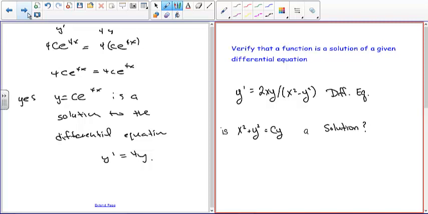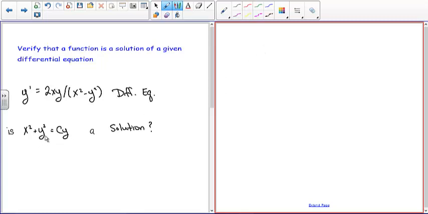So the way you would do that is you would take this function here, take the derivative of that so that you can get y prime and see how that compares with the right-hand side of the equation. You may have to do some additional algebra to prove it's true or not true. So sometimes these involve algebra. But because this one is an implicit equation, I'm going to use implicit differentiation to find what y prime is.